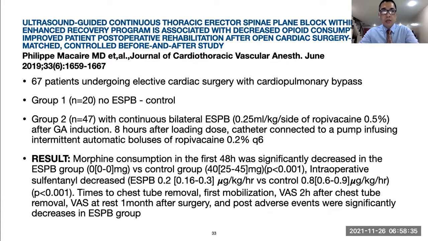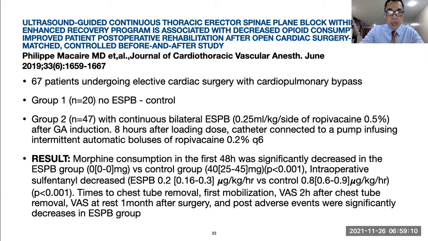In a study by Dr. Macaire regarding ultrasound-guided continuous thoracic erector spinae block within an enhanced recovery program, it was associated with decreased opioid consumption and improved patient postoperative rehabilitation after open cardiac surgery. It was a patient-matched controlled before-and-after study. 67 patients were included in the study. Group 1 had no erector spinae plane block, and group 2 had continuous bilateral erector spinae block after induction.